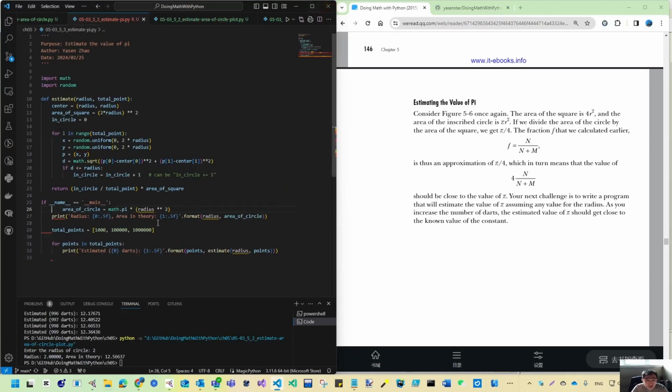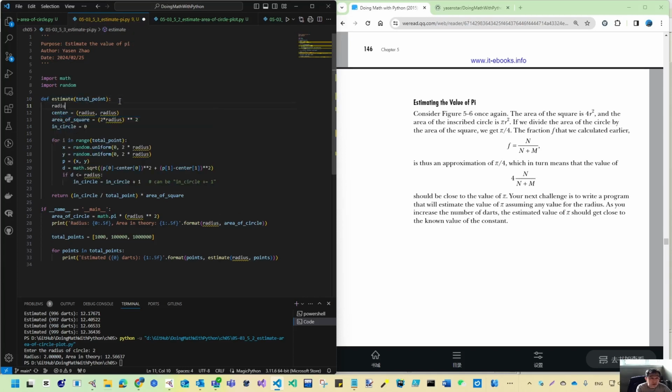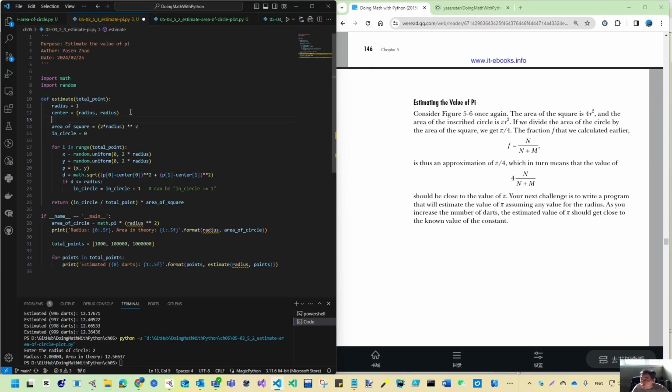So when we see the format, the radius is just, let's see. The estimated area of the circle is just math.pi, because here it is 1, and we don't need to call that. Let's give the radius as just 1. So we decide that the radius is 1, the center is still needed, and we have our area is just 4.